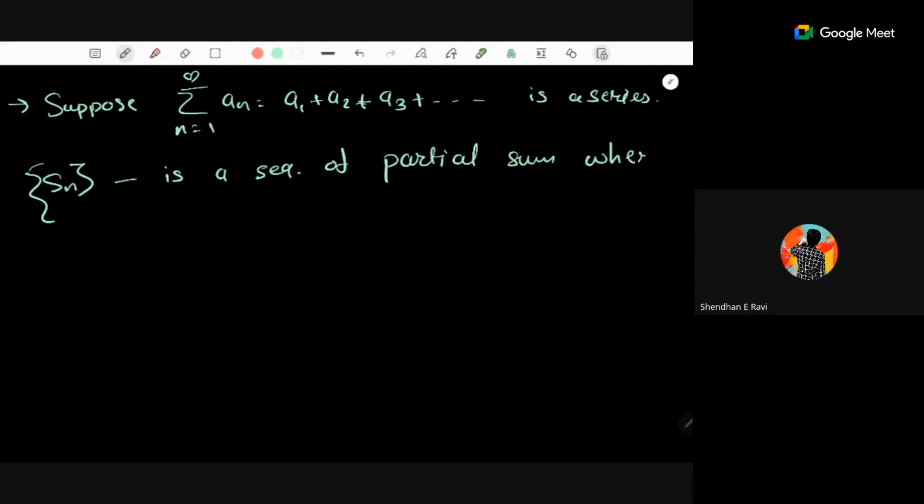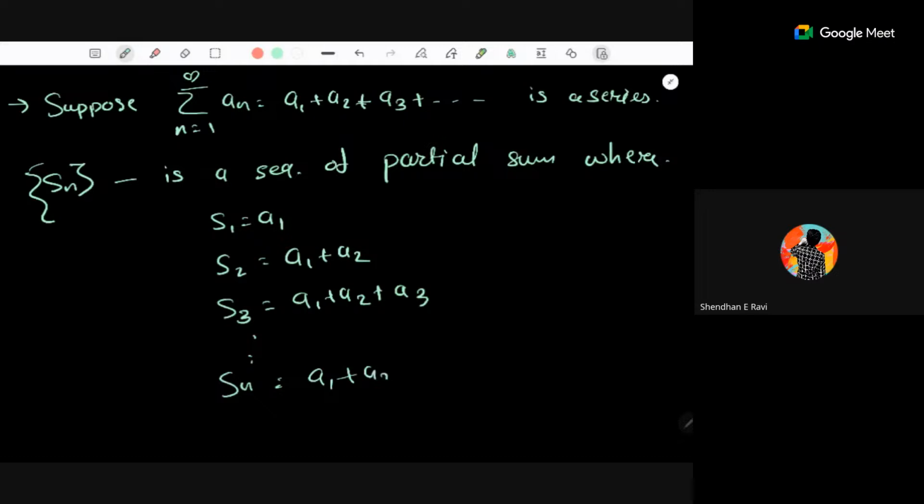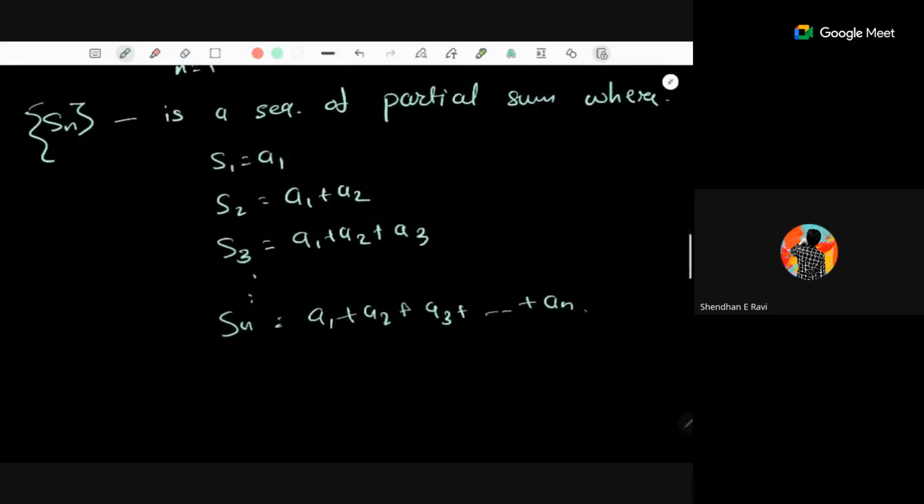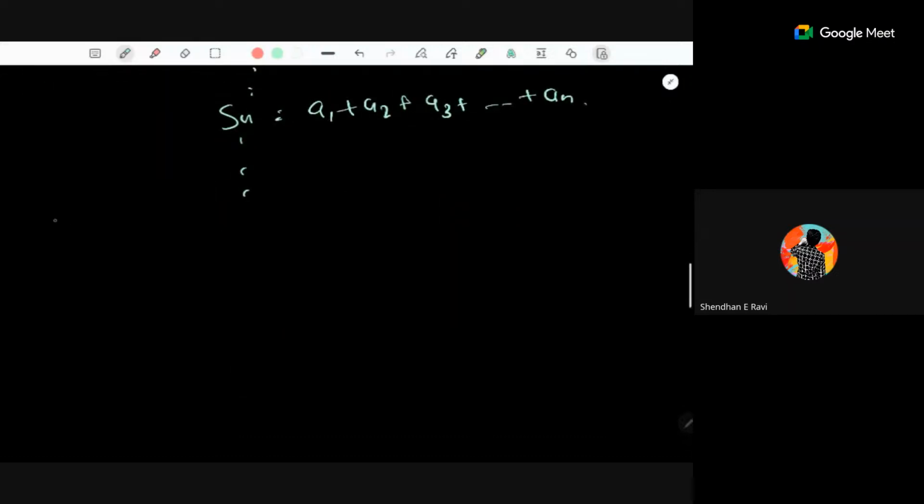So what is this S_n? This S_n is nothing but the sum of the first n terms. That means S1 is a1, S2 is a1 plus a2, the sum of the first two terms. S3 will be the sum of the first three terms, that means a1 plus a2 plus a3, and so on. S_n is nothing but the sum of the first n terms, that is a1 plus a2 plus a3 plus and so on plus a_n. So now we got a sequence related to a series. Initially we have a series summation here, and using this series, we have defined a sequence S_n.